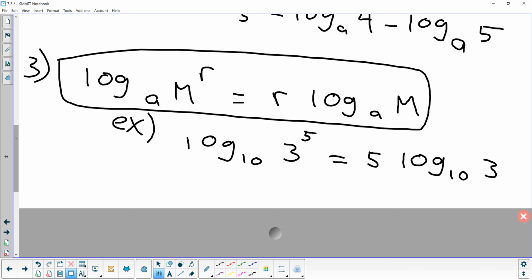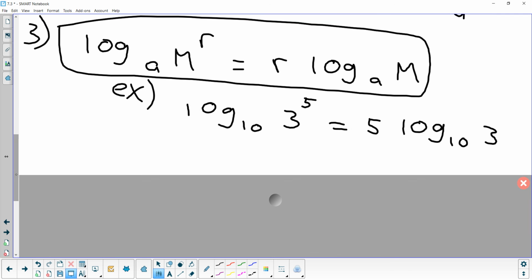So all of these properties that we just went over, all three of them, they all work for any base. It doesn't matter if it's a base 10, if it's a base 4, it can even be a base e, in which case we'd be writing ln. We use the abbreviation. It works for any base. Any questions on that third property?